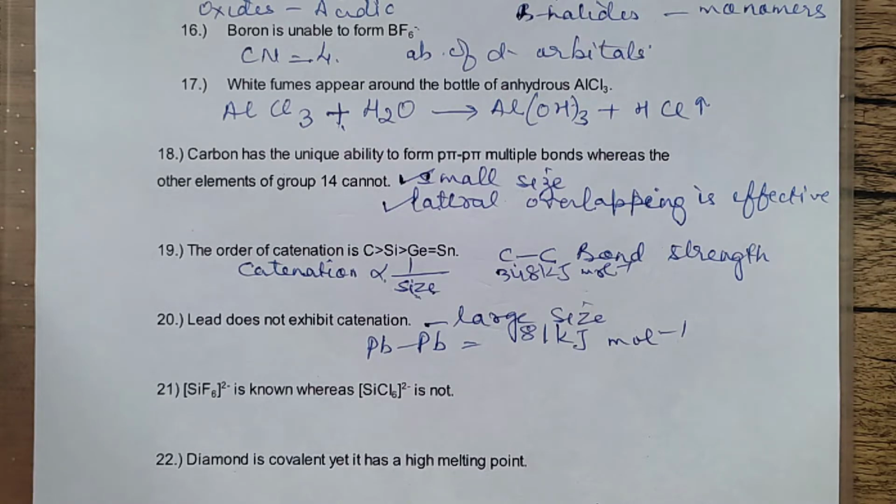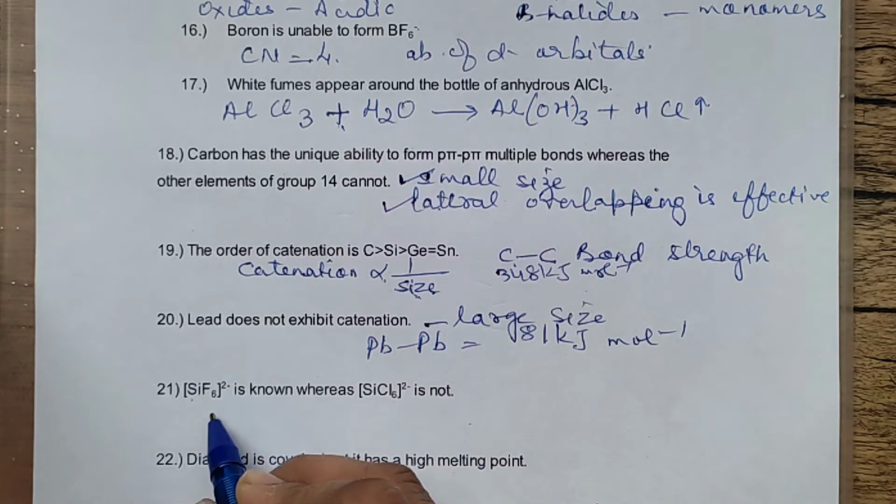Now, suppose a question is asked: this is known whereas this is not. Means SiF6 2- is known, but with chlorine it is not known. We are doing reason questions. Before you watch this video, please watch the previous video. So this is known, the other one is not known. Why? First, silicon can have 6 coordination number for sure because silicon has d orbital.